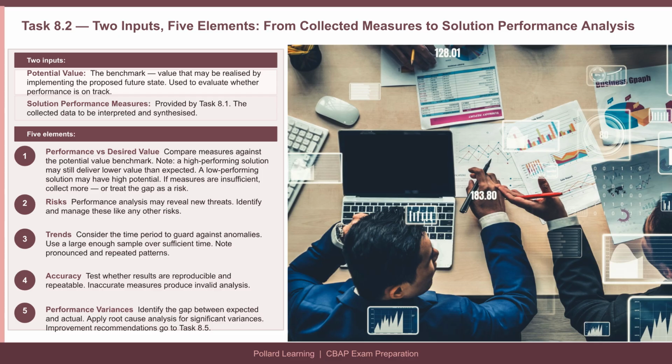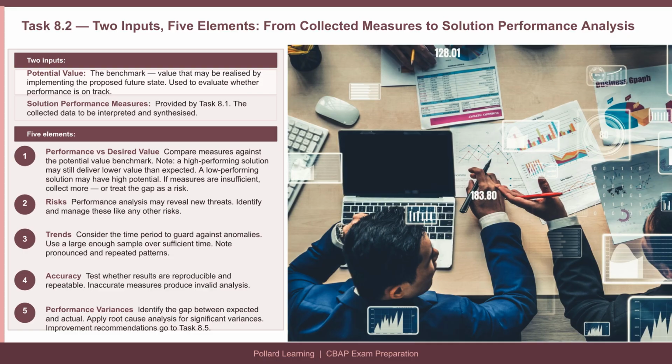Potential value is the benchmark, the value that may be realized by implementing the proposed future state. Solution performance measures are the collected data from Task 8.1 to be interpreted and synthesized. 5 elements structure the analysis. Performance versus desired value. Compare measures against the potential value benchmark. A high-performing solution may still deliver lower value than expected. A low-performing solution may have high potential. If measures are insufficient to draw a conclusion, collect more, or treat the gap as a risk.